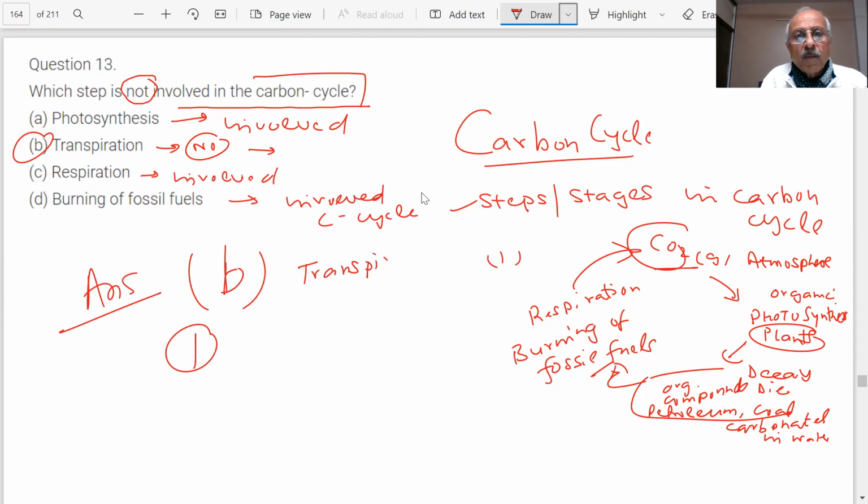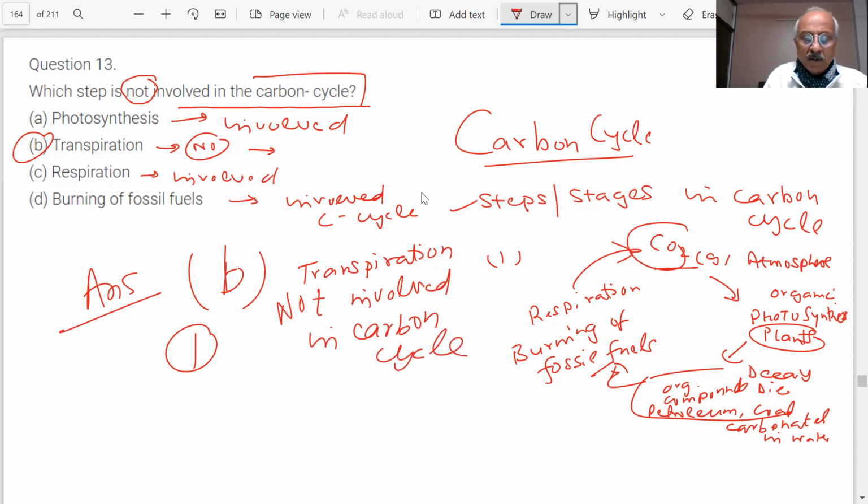Transpiration is not involved in the carbon cycle.